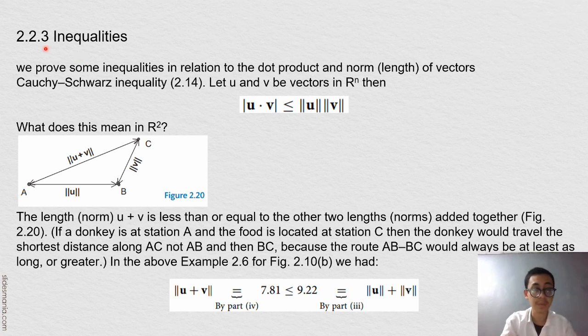Inequalities. We prove some inequalities in relation to the dot product and norm of a vector, called the Cauchy-Schwarz inequality 2.14. Let u and v be vectors in R n, and then.